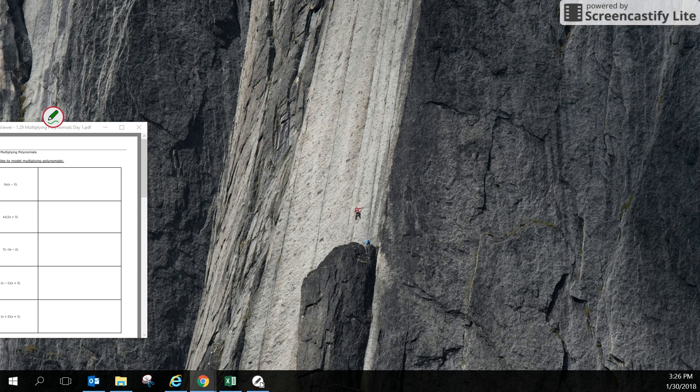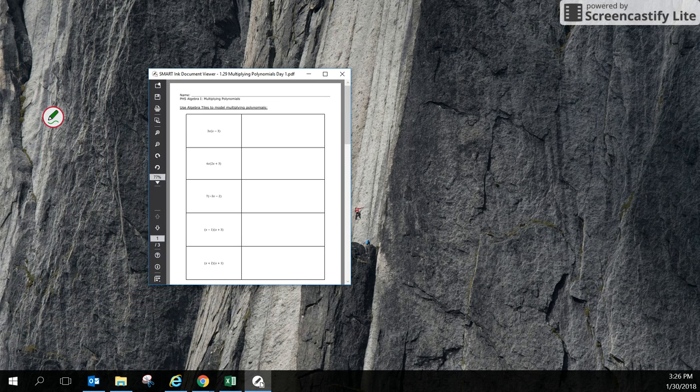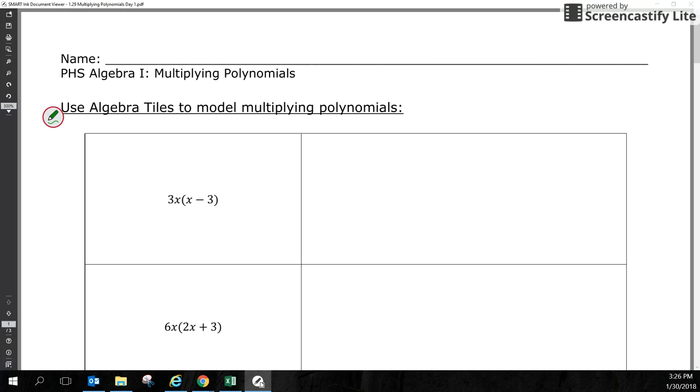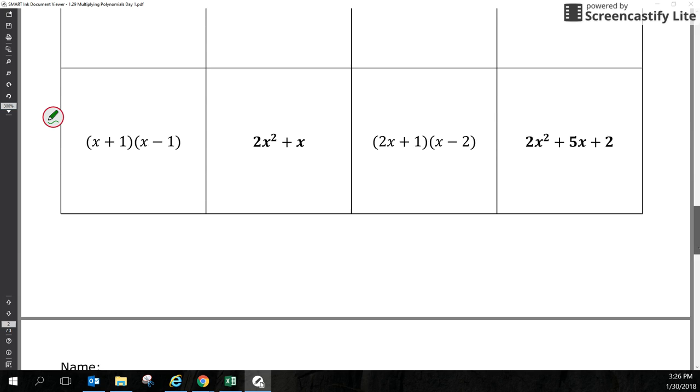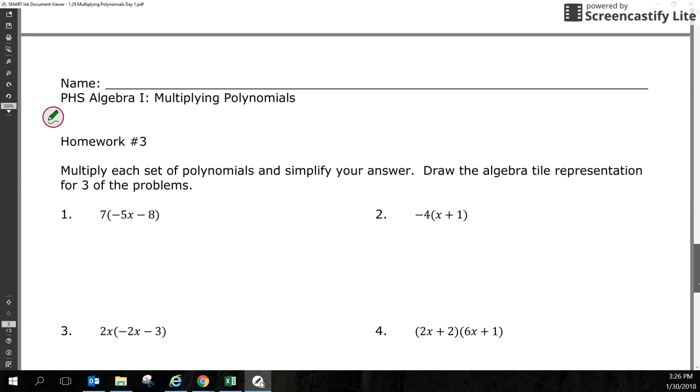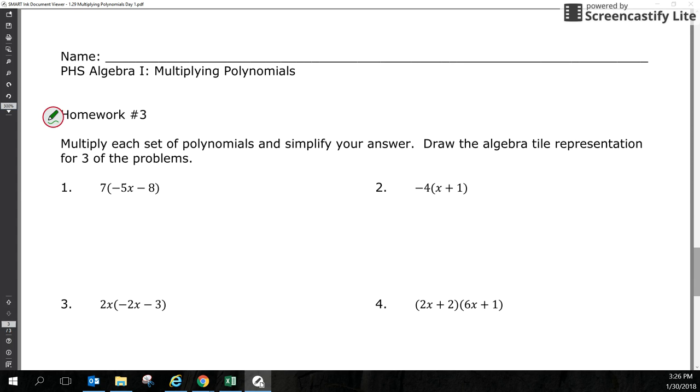Here we go. We got homework number 3. This is multiplying polynomials from January 29th, Monday. 10 problems. Here we go.